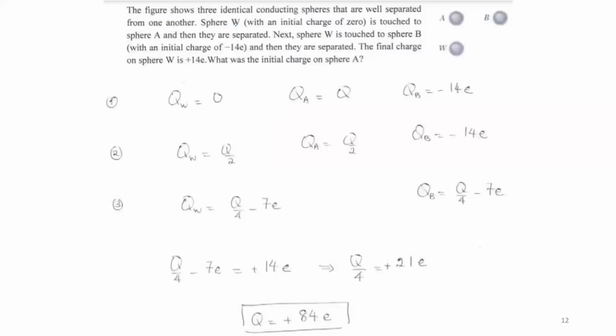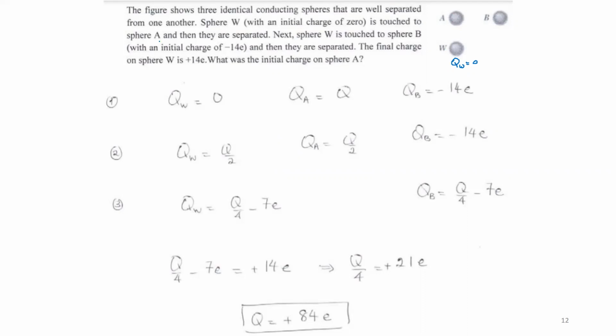Okay, let me solve this problem because it's interesting. Let me solve it and you will see. So the figure shows 3 identical conducting spheres. All these spheres are identical, A, B, and W. Same radius, so same surface. So at the beginning, they are separated from one another. So sphere W with an initial charge of 0. So this sphere W, its initial charge, let me write it, QW is 0. It's neutral at the beginning.